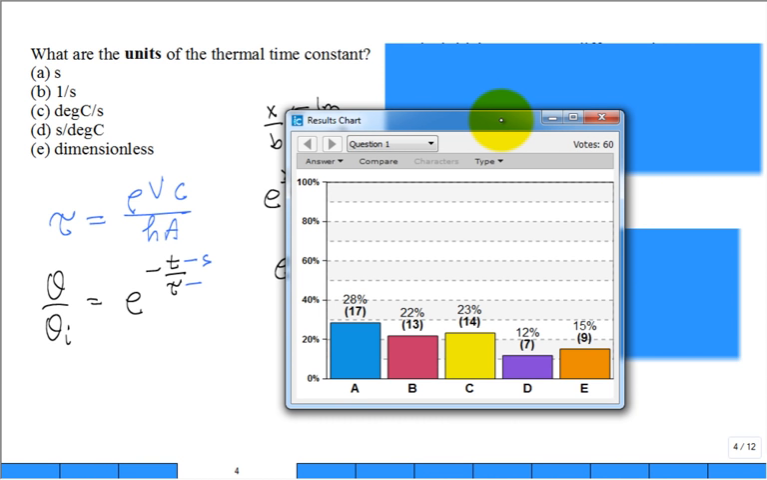This shows me that you guessed as a class. Now, there's a small hint that A is the correct answer, so I like that.